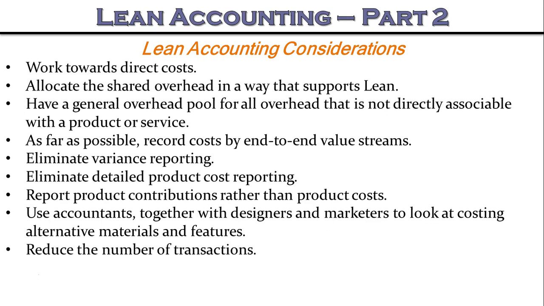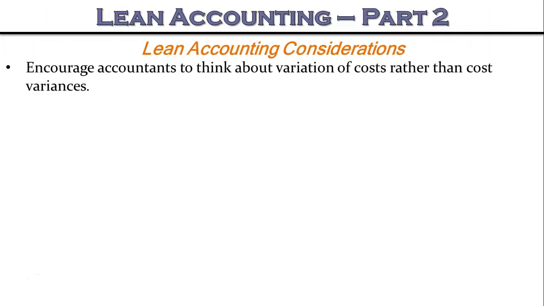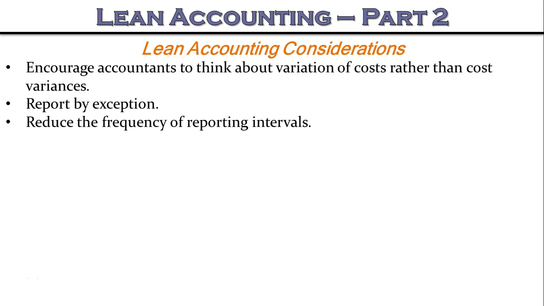Reduce the number of transactions. Reduce reporting time. Be fast and approximate rather than slow and precise. Encourage accountants to think about variation of costs rather than cost variances. Cost variation means looking into the distribution of product costs. Report by exception. Get accountants to think common costs and special costs. Only report special cost events. Reduce the frequency of reporting intervals.